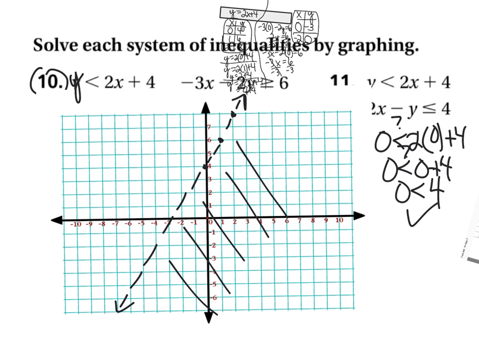So if we look at our second inequality, I'm just going to use a different color to distinguish it. So we've got 0, -3 was one of our points, and -2, 0 was another point. This one, it was greater than or equal to, so that's going to be a solid line.